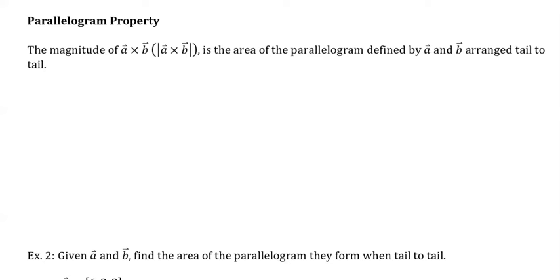And I think that there's a better explanation of this in terms of linear algebra. But I have a pretty good one, but it looks like it's just a fluke. It's not a fluke, but it looks like a fluke, why it works. So strangely or surprisingly, the magnitude of A cross B is the area of the parallelogram defined by vector A and vector B if they're arranged tail to tail.